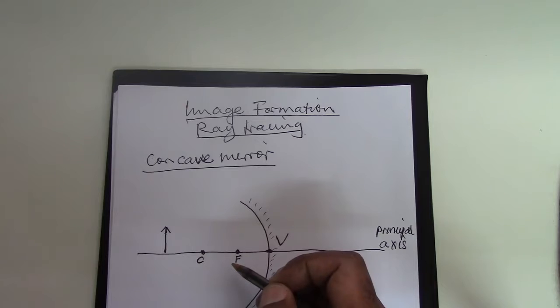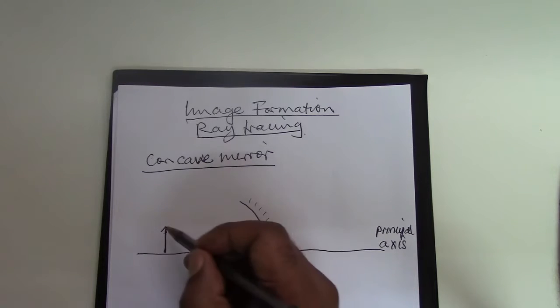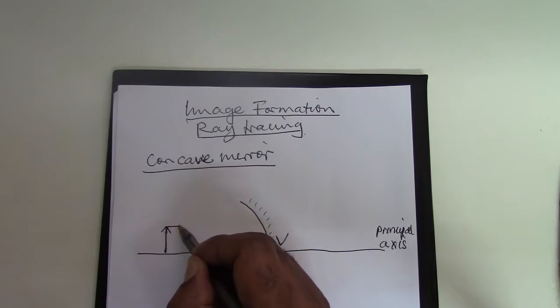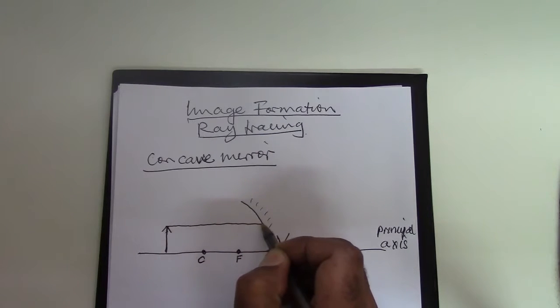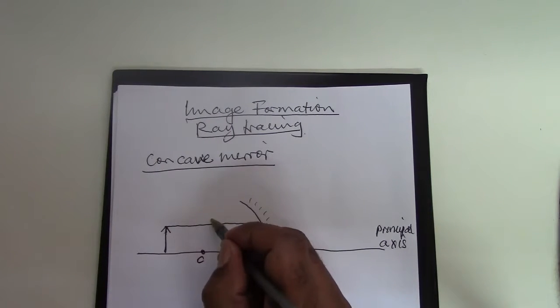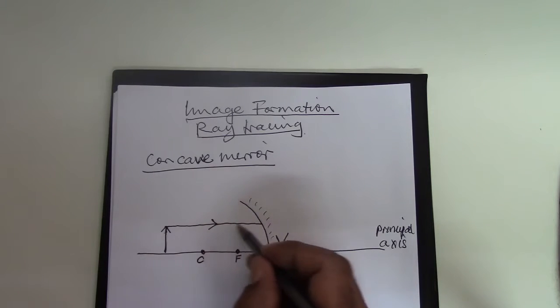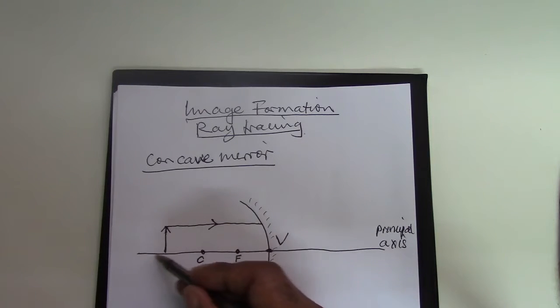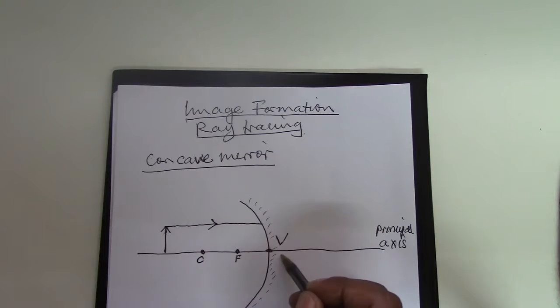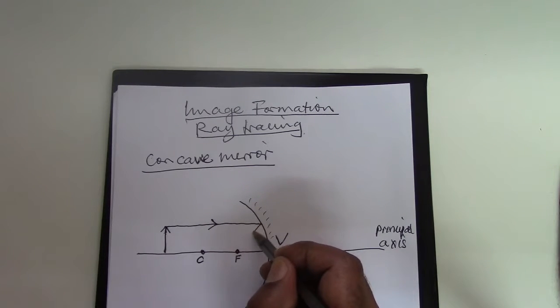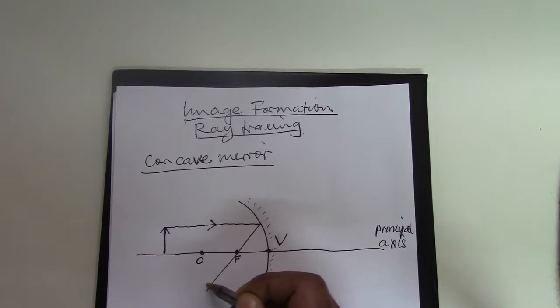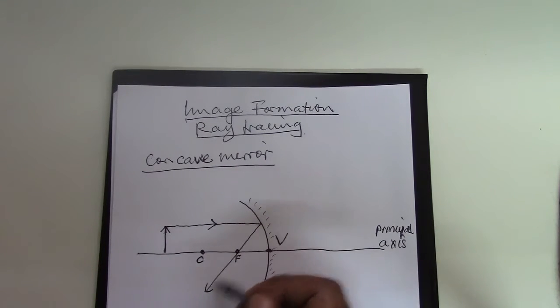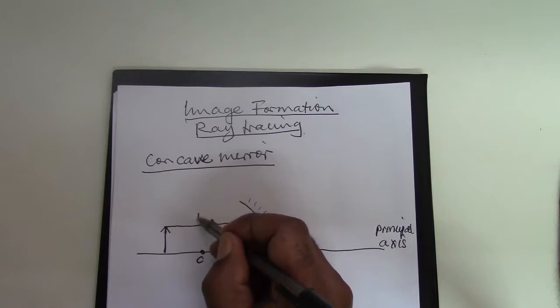Our first ray, which helps us to locate the position of the image, we draw from the tip of the arrow going towards the mirror surface. This ray strikes the mirror surface, and the ray has to be parallel to the principal axis. So when it is reflected, it passes through the focal point in this direction, as shown here. We call it ray 1.